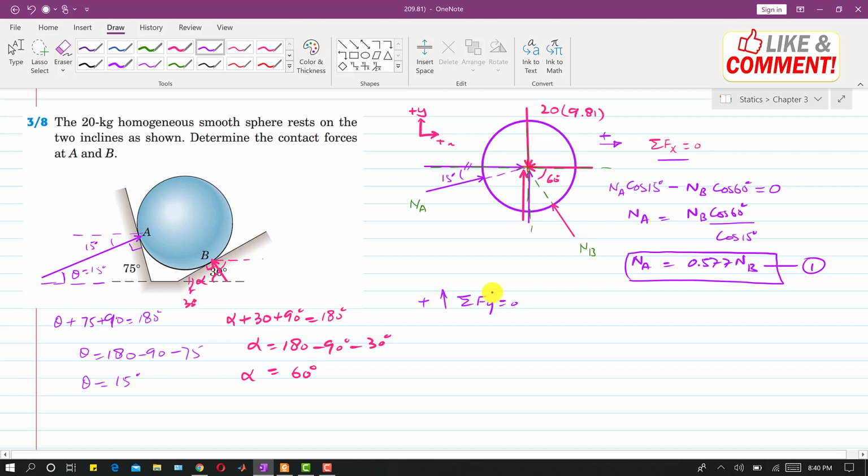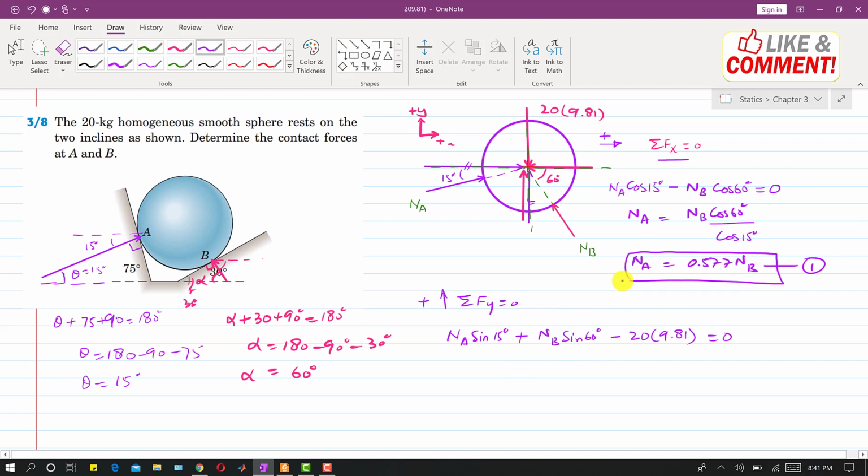Now if we apply the summation of forces along y equal to 0, and let's say that this is our positive y direction, we have these two components in the positive y direction. This purple component is the component of NA, and it is the sine component. So we will write NA sine of 15 degrees. Similarly, I will add up this NB component, and this is NB sine of 60 degrees, right? And this weight is in the negative direction, so we will write minus 20 into 9.81, and this will be equal to 0, right?